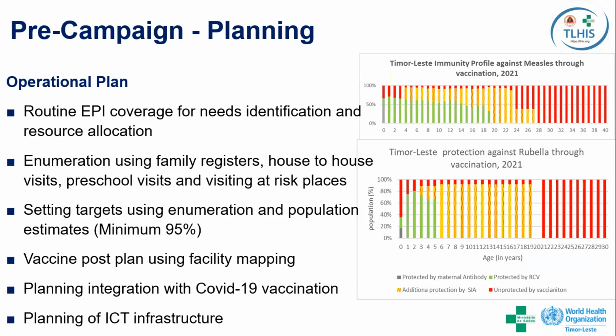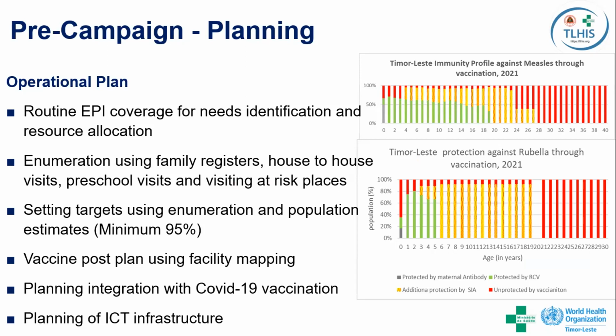So moving on to pre-campaign planning. In the operational plan, we used TLHIS to get the routine EPI coverage to do the initial needs identification and resource allocation. From this chart, you can see the red lines where we needed to protect children, especially from 1 to 5 years, for measles and rubella.